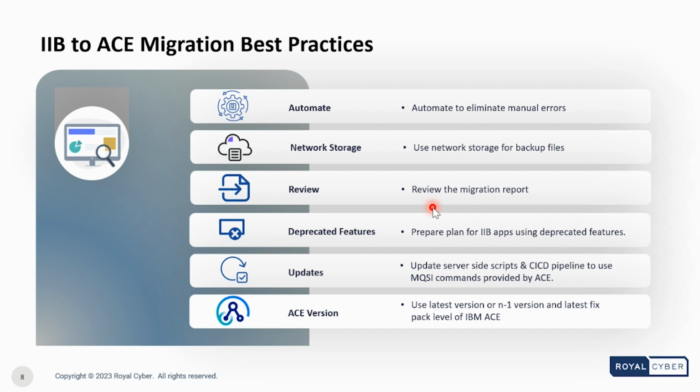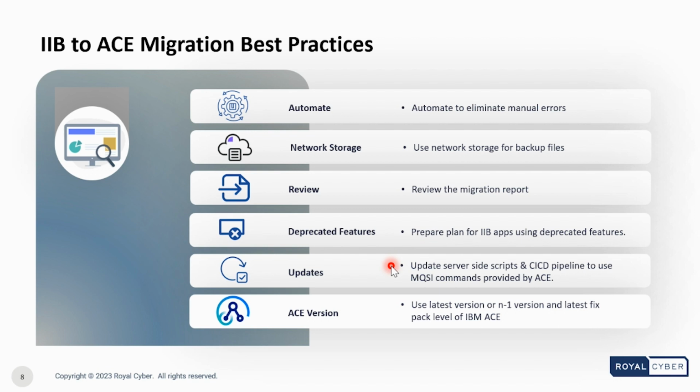Now, this solution, I2AC, does generate a migration report for you, and it also includes transformation advisor recommendations as well. So you need to make sure you're reviewing these properly and ensure all the applications are migrated fine. You will also have to identify your IIB applications that are using deprecated features and prepare a plan for migrating them or upgrading that code in advance. And the fifth one is really updates.